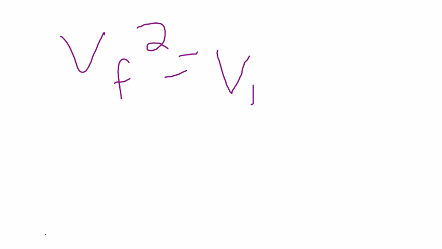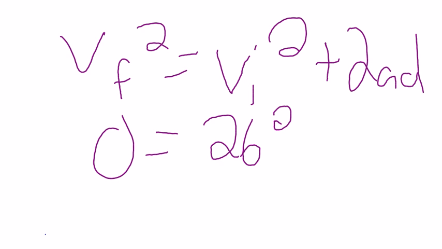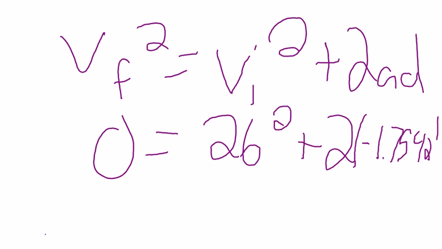That will bring us to using, I like to change up the color, velocity final squared equals velocity initial squared plus 2AD. And we'll fill in that. Velocity final 0. Our velocity that was given is 26 squared plus 2 times the acceleration, what we just found, which was negative 1.7542 times d.